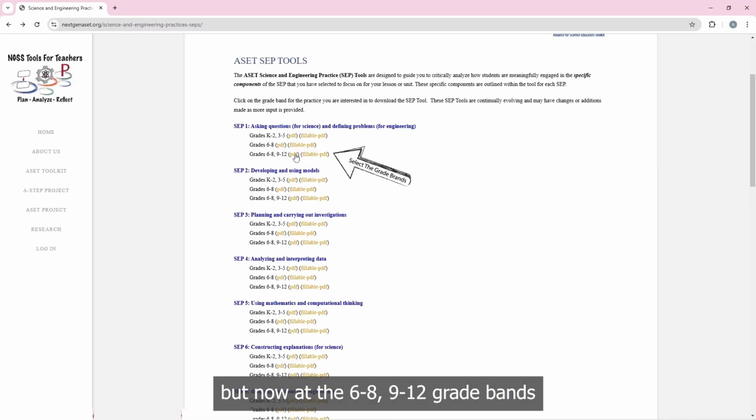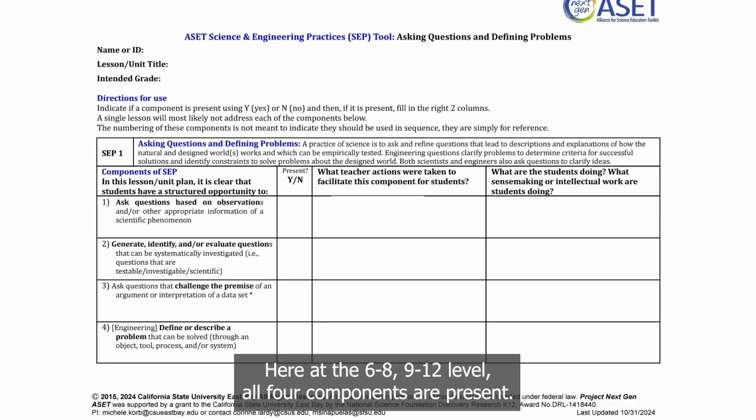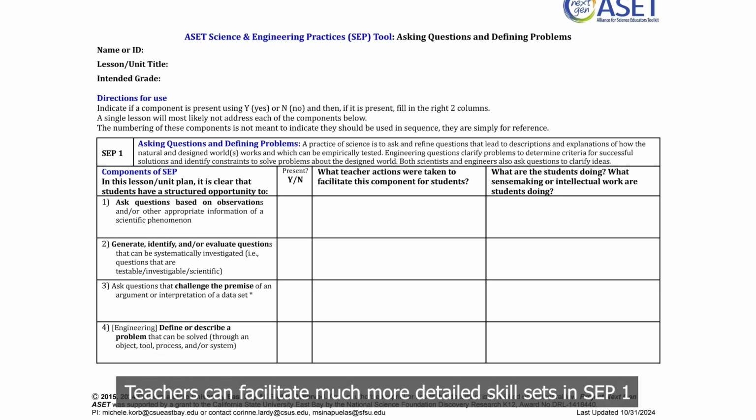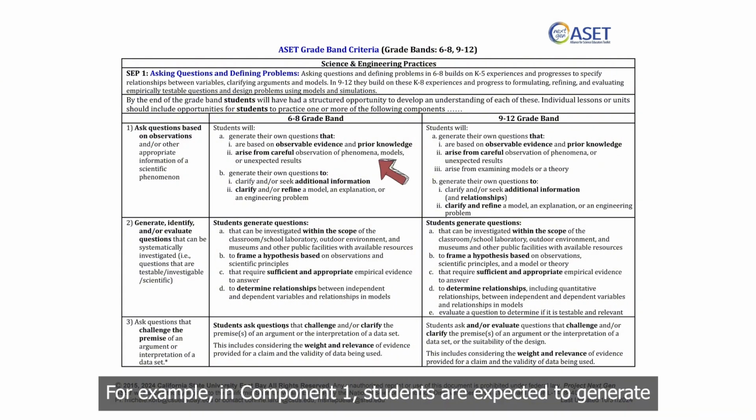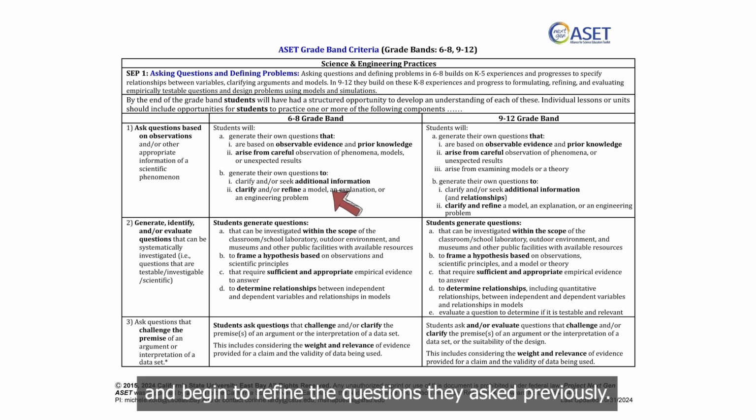Let's look at SEP1 again, but now at the 6 through 8, 9 through 12 grade bands, to note some simple differences from the K through 2, 3 through 5 bands. Here at the 6 through 8, 9 through 12 level, all 4 components are present. The columns previously mentioned are also available to note teacher and student actions. Teachers can facilitate much more detailed skill sets in SEP1. For example, in Component 1, students are expected to generate more of their own questions, cite evidence, and begin to refine the questions they asked previously.